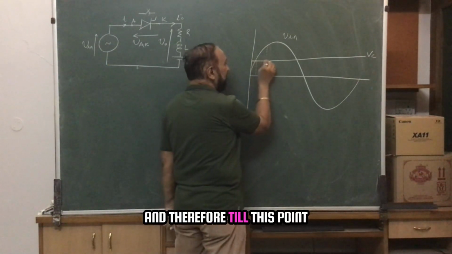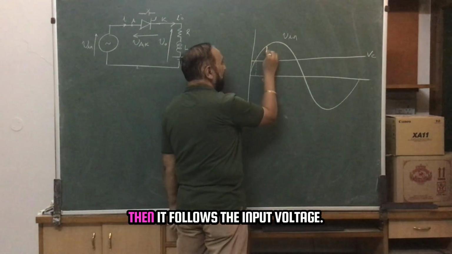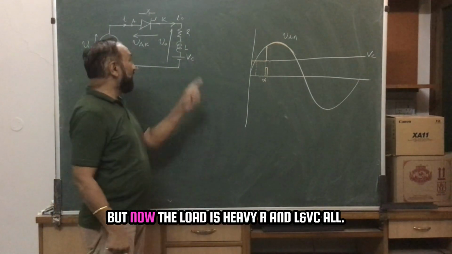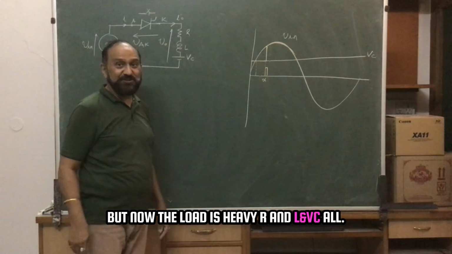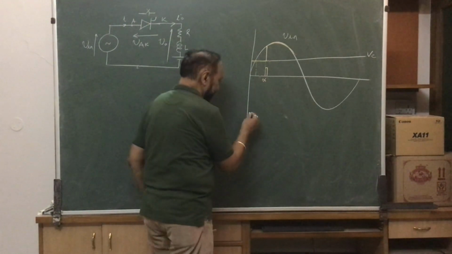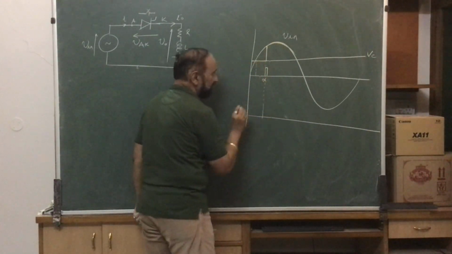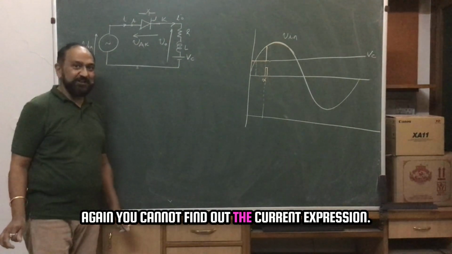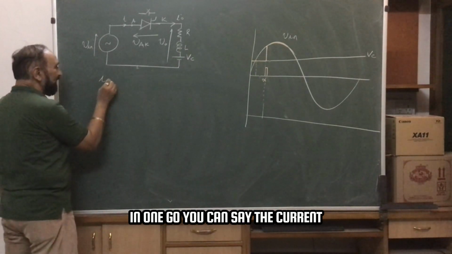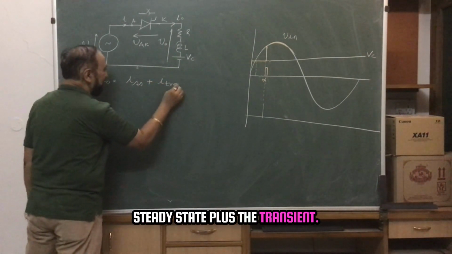Therefore till this point the voltage will be the same as VC. Then it follows the input voltage, but now the load has R and L and VC all. So what happens to the current? Again, you cannot find out the current expression in one go. You can say the current will have two components, steady state plus the transient.